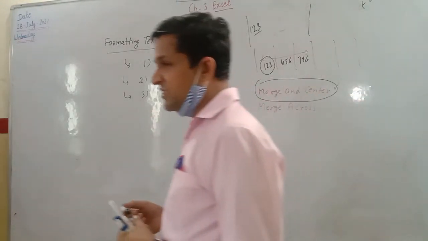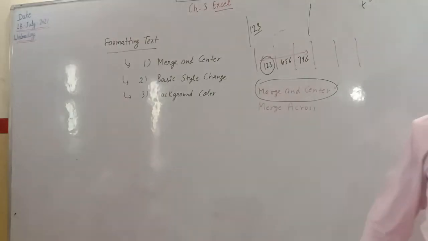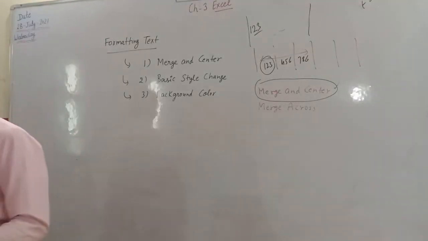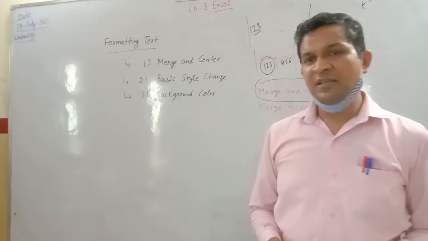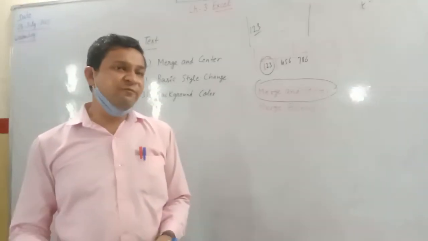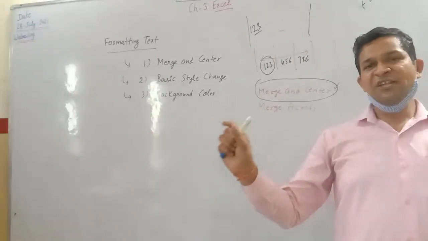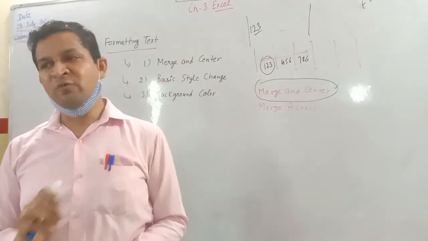Next is basic style change. Basic style contains, if you want to highlight the text, you want to perform bold, italic or underline operations. For that we have shortcut keys: Control plus B, Control plus I and Control plus U. Either you can do it from the ribbon area also. In the ribbon area, B, I and U options are given. You can directly press B, I and U, and that will be performed from there also.